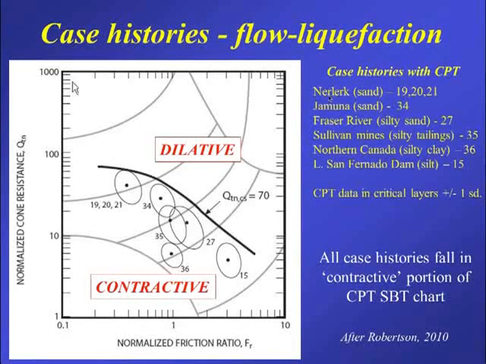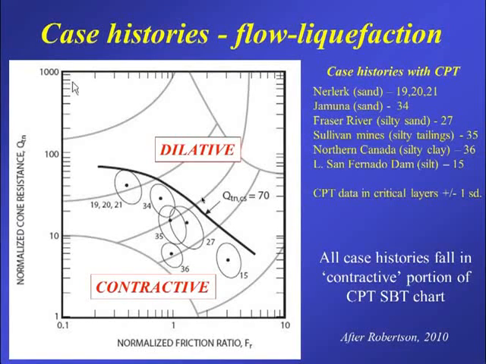And so the 6 case histories were the famous Nerlerk failure up in the Beaufort Sea, Jamuna Bridge, the submarine flow slide at the Fraser River that was written up in the Canadian Geotechnical Journal. There was a tailings failure at Sullivan Mines in British Columbia. And then there was a sensitive silty clay in northern Canada, a project I was involved in. And then, of course, there's the famous Lower San Fernando Dam in California. And so what I did is I looked at those 6 case histories because they had reliable CPT data.